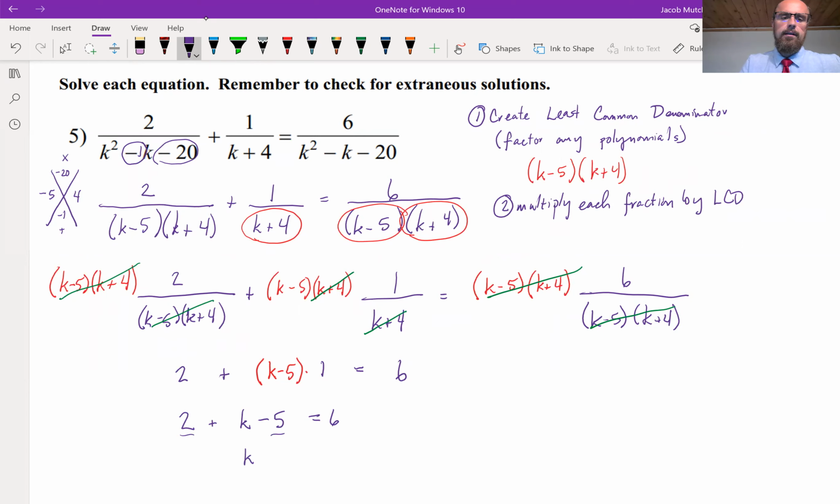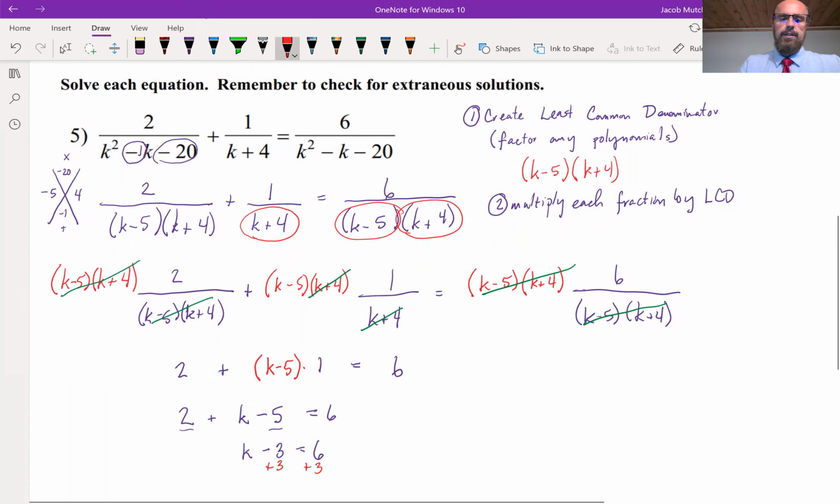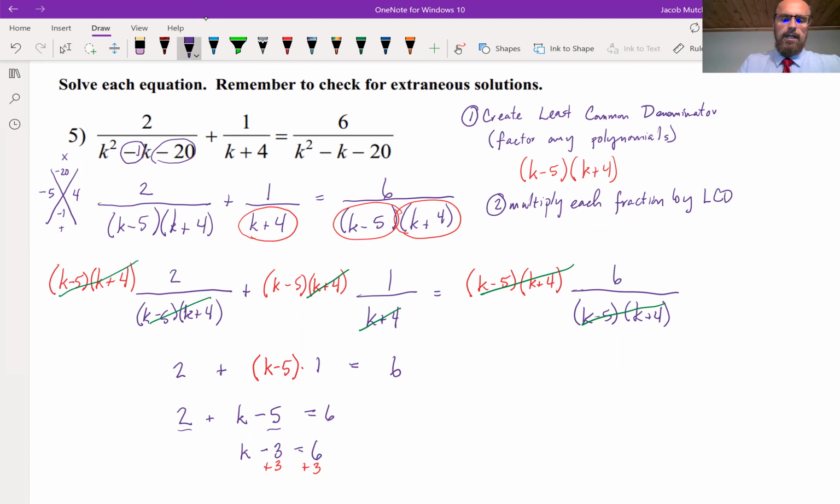Combine my like terms, my 2 and my minus 5. So that's k minus 3 equals 6. And to solve for k, I would add 3 both sides. And I would get the solution k equals 6 plus 3, or 9. I'll box that. I do want to go back and make sure that it is not extraneous. So again, all I'm checking for extraneousness is if I plug it back in, I want to make sure it doesn't create a 0 in any denominator.